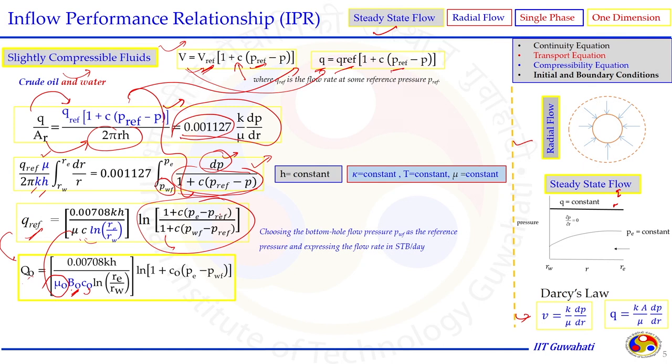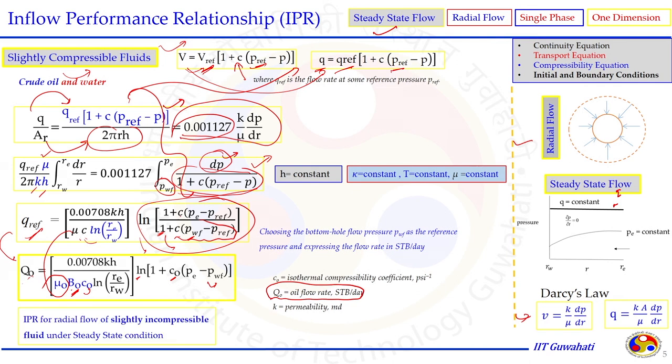On the other side, when we take PWF as the reference pressure, this term will disappear, and in the denominator we will be left with just 1. That's why this expression will become ln of 1 plus C_o, because this is for the oil, times (PE minus PWF). So this is the expression we got in terms of Q0, the flow rate of oil measured in STB per day. So this IPR for the radial flow of a slightly compressible fluid under a steady state condition is obtained. It has similar characteristics to what we obtained for the previous case, the incompressible fluid.